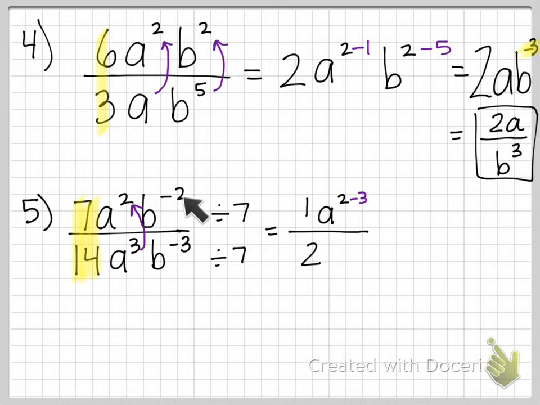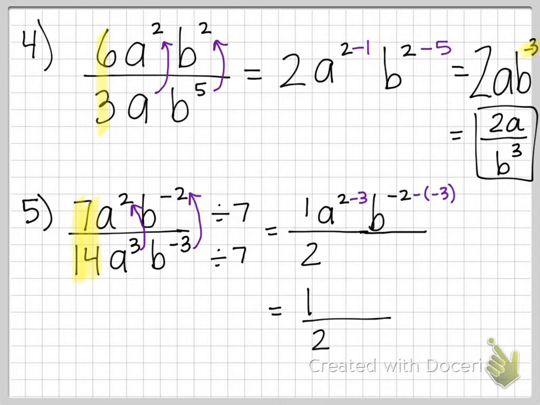We have b to the negative 2 on top. Right here, I'm going to rewrite it. B to the negative 2 on top. And I'm going to subtract a negative 3. When I subtract a negative, remember that turns into a positive. So I'm going to keep 1 over 2 the same. That's just going to carry down. 2 minus 3 is negative 1, so a to the negative 1. This is going to be a positive. Minus a negative is always a positive.